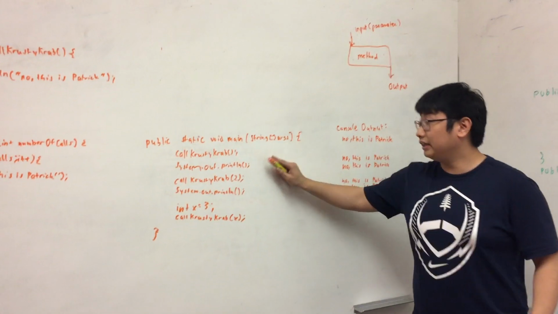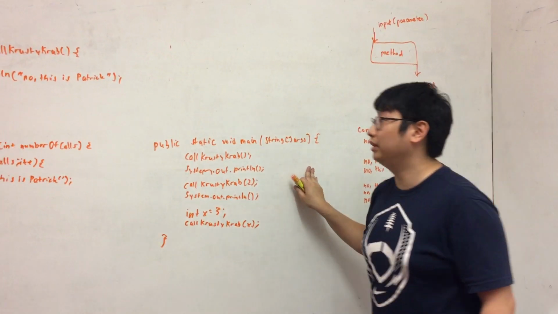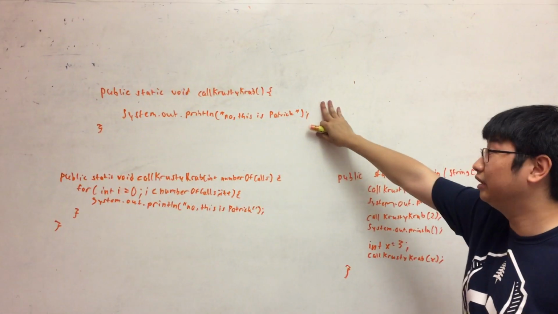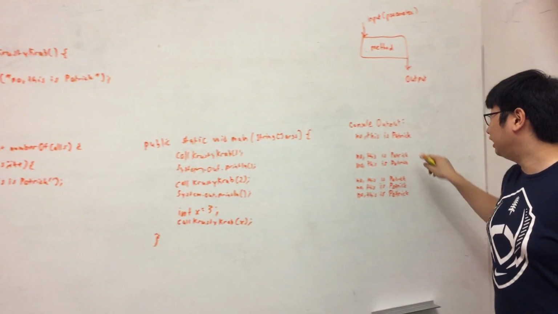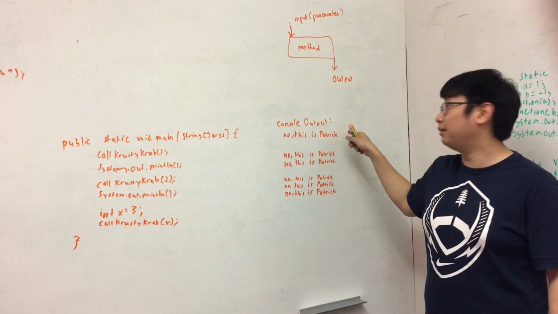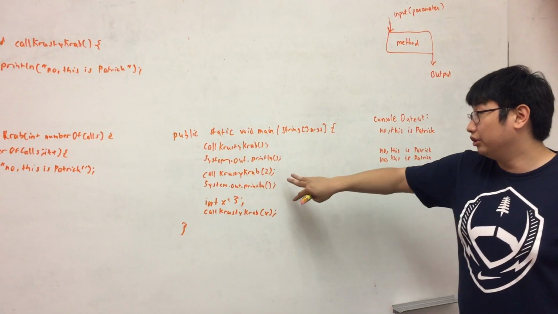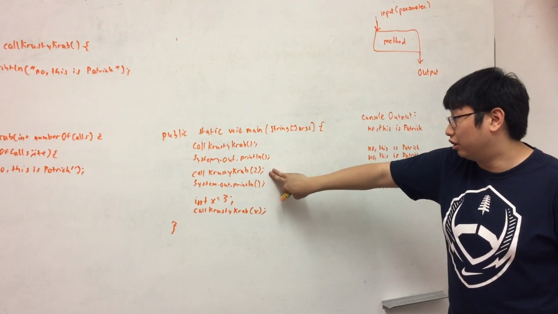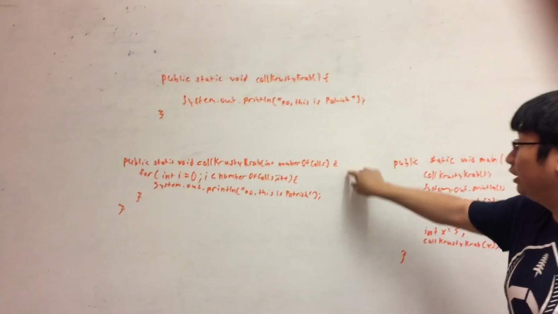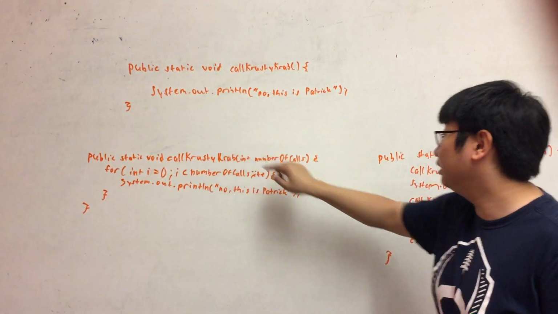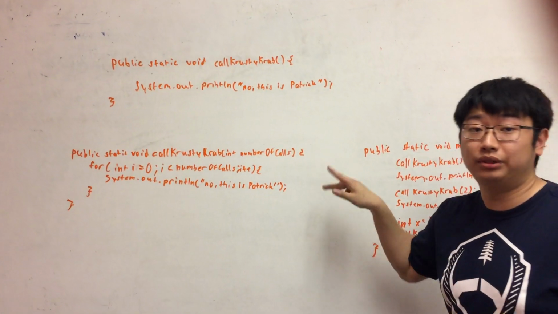So the first call that we make is we first call Krusty Krab without a parameter. So what it does is it simply goes to this call Krusty Krab method. It prints out notice as Patrick just once, and it exits the method. And the output that we're going to see is that it prints out notice as Patrick once. So next we're going to call Krusty Krab, but we're going to pass in an argument of 2. So we're going to go here to this method. It'll take in the value of 2 as number of calls, and it'll print out notice Patrick 2 times.